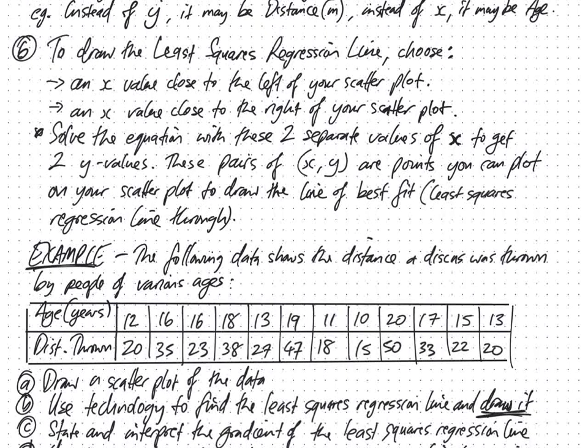And so to draw the least squares regression line, you need to choose 2 points. You need to choose 2 points to be able to draw a line.